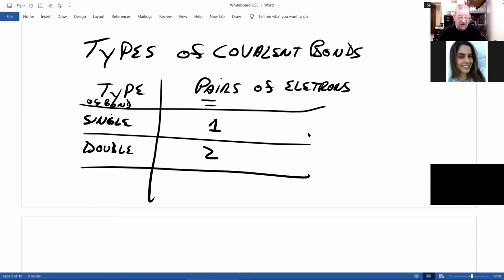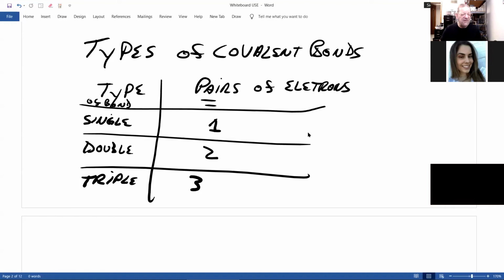Remember, pair means two. So how many electrons total in a single bond? Two. How many electrons in a double? 2 times 2, 4. But let's talk about pairs of electrons. And the final one, triple. A triple bond involves 3 pairs of electrons.